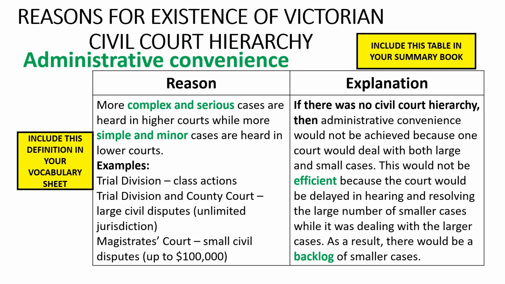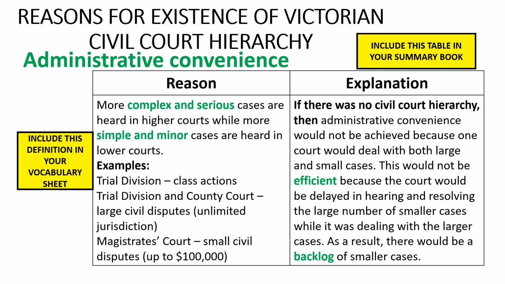Administrative convenience focuses on the fact that the higher courts, such as the county court and trial division, deal with cases that are likely to take a longer time to resolve because those cases are complex and serious cases. That is, they are large cases. Whereas the lower courts, such as the magistrates' court, deal with cases that are likely to take a shorter time to resolve because those cases are simpler and more minor. That is, they are small cases.